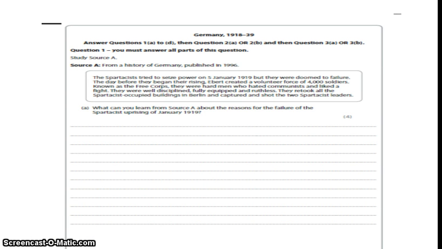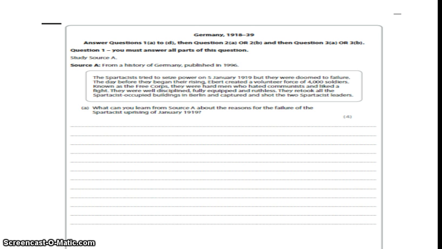4-mark question. Let's spend no longer than 5 minutes on this question. If you're going to start it first and not start with a bigger question at the end. Personally, I would start with a 16-mark question and work back through the paper to secure most marks.